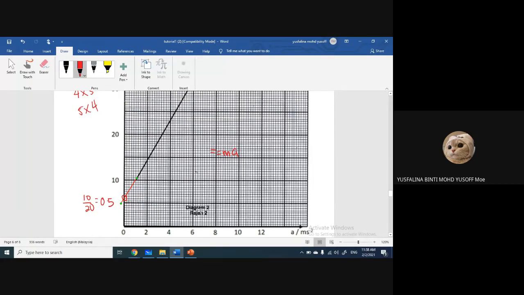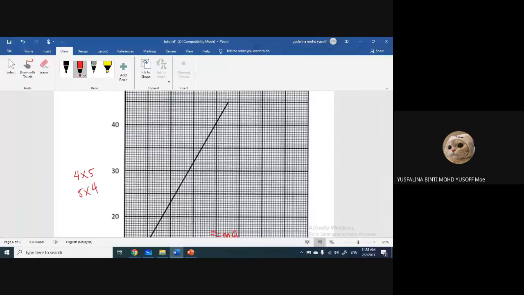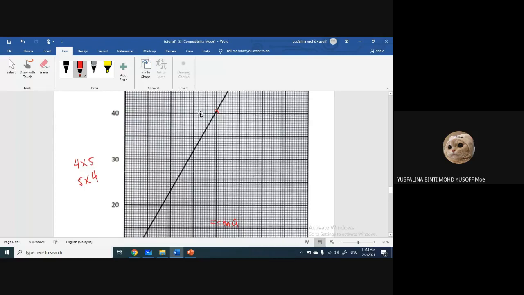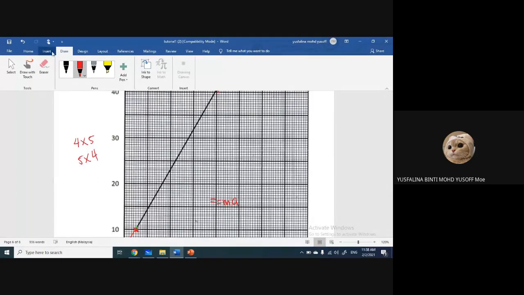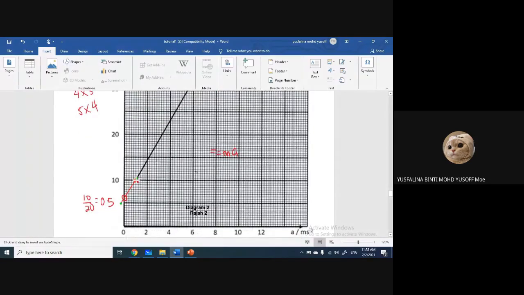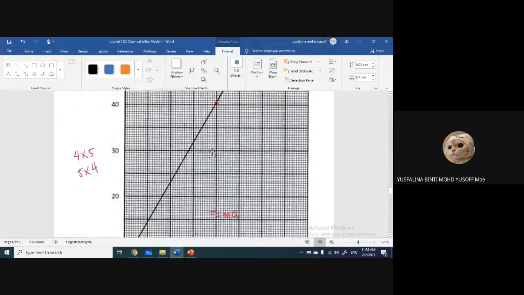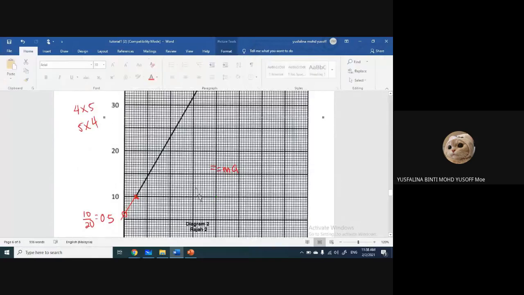Let's say I take this coordinate as an example, and then I take another one here. Then I draw a triangle, from here going to here, until here. So this is the first line.